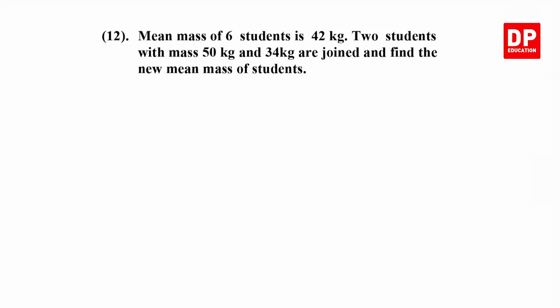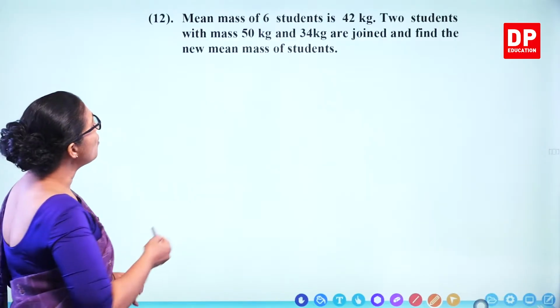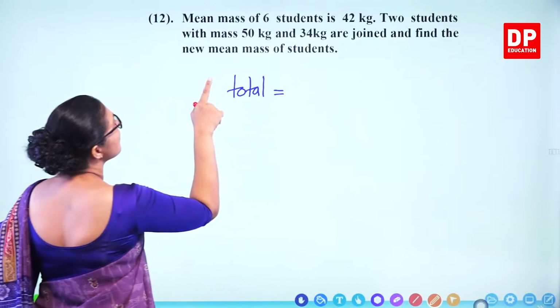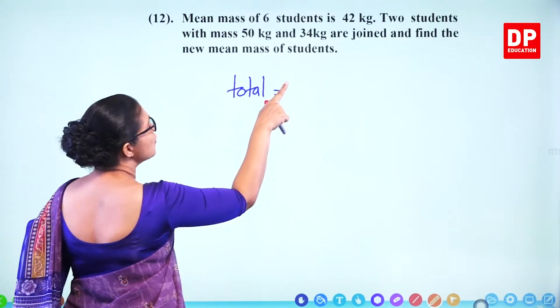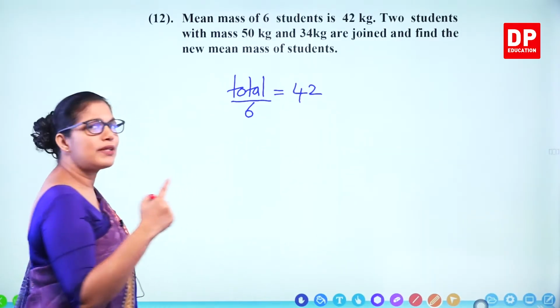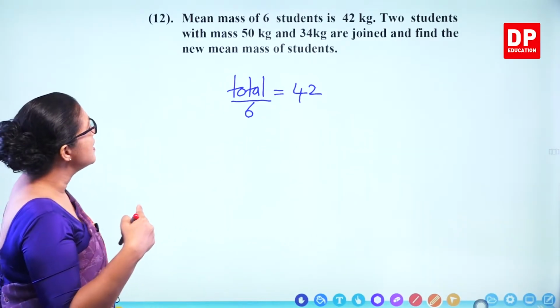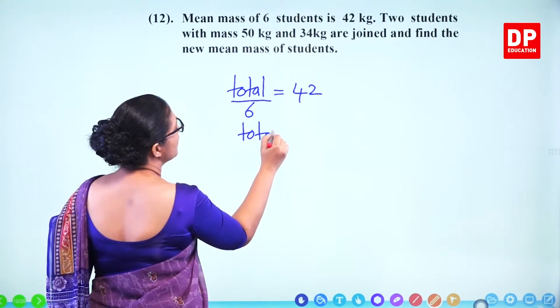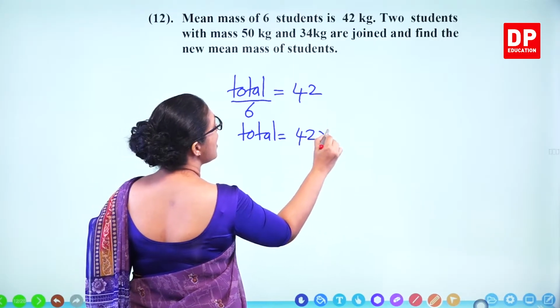Question number 12. Mean mass of 6 students is 42 kilos. 2 students with mass 50 and 34 are joined. Find the new mean mass of students. What's the total for 6 students? Total becomes... 6 students, 42 mean. So total divided by 6 is 42. That's the mean value. Mean is total divided by the number of terms. Now you can multiply and find out the total. 42 times 6.